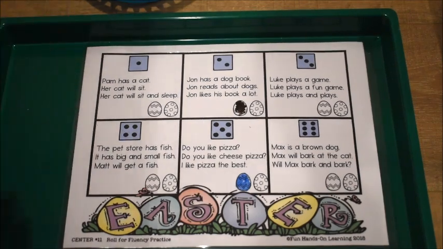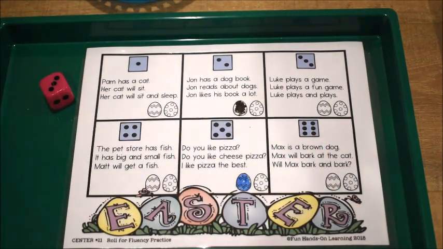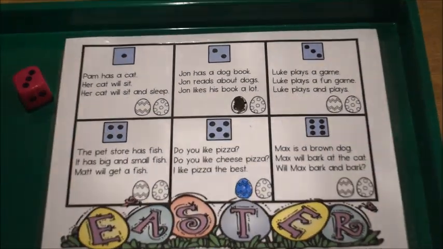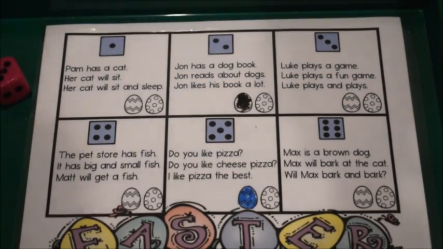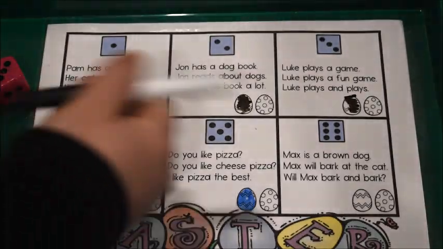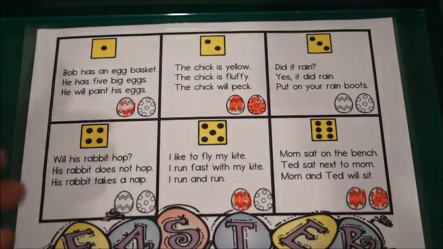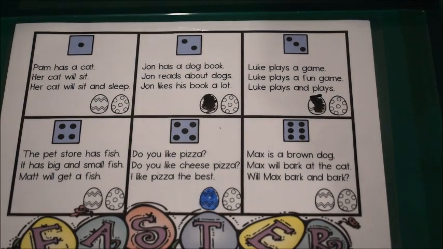All right, so then they would roll again. And 3. Now I'm going to read these sentences. Luke plays a game. Luke plays a fun game. Luke plays and plays. I don't know if you can read that. But if he reads it correctly, he colors it in. And again, they get to do each section twice until they are finished. They just keep rolling and reading. If they do this side, then they can practice on the other side. And it's just simple sentences. Some of it's repetitive and very poignant for the age that we're working with. So just another fun one to read and practice.